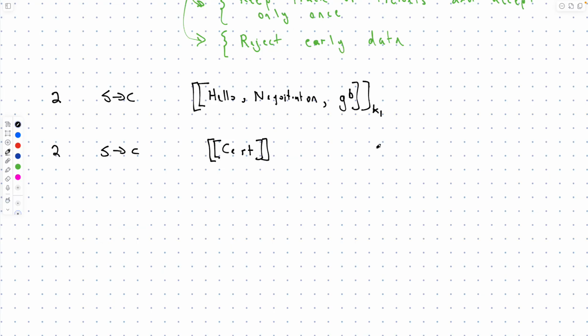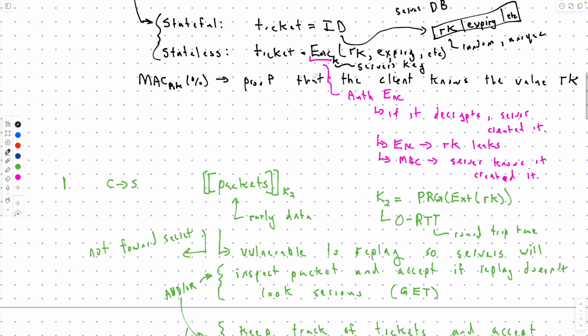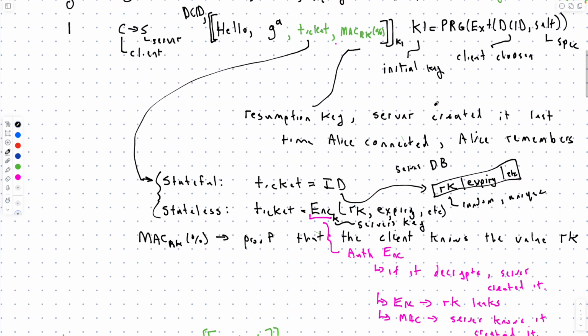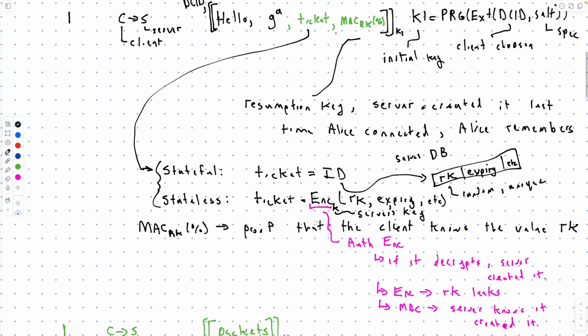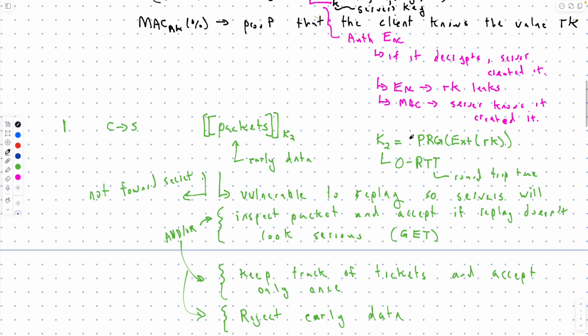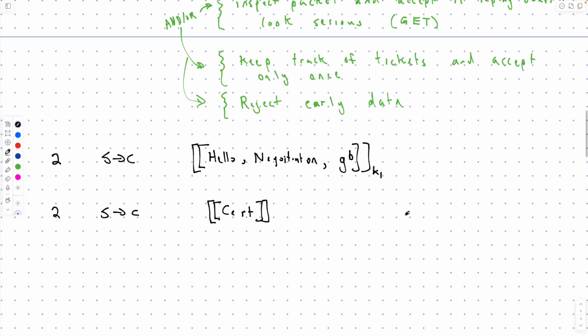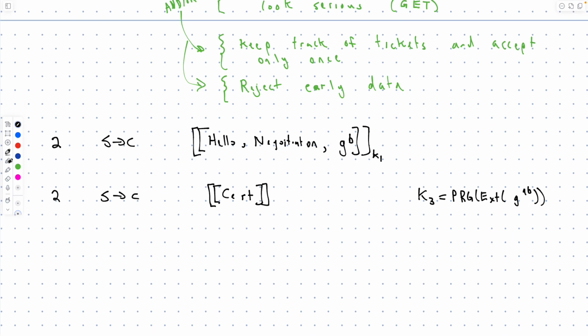And so we'll call this K3 because we had a K2 here, which was the resumption key. Where do we have it? Right here. Yeah. So we'll encrypt this under K3, and it's just going to be the PRG extraction of G to the AB. Okay, and then we're done at this point.